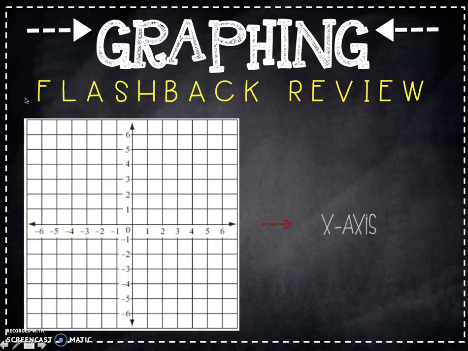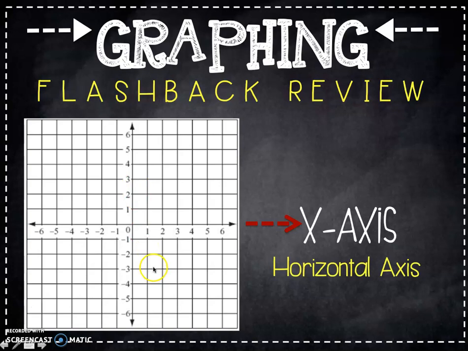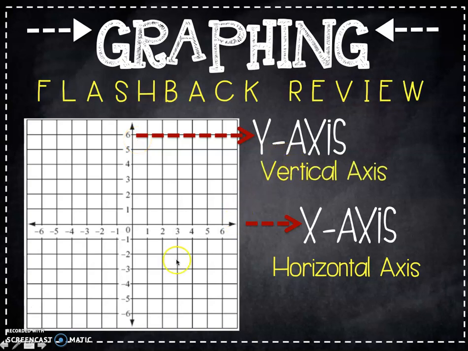Alright, so the first thing that we need to know is that the horizontal axis is called our x-axis, and that's the one that runs across from right to left. Our other axis is called our y-axis, and it runs up and down, and sometimes it's also known as the vertical axis. So those are our two axes. The first one, like I said, is the horizontal one. It's your x. Our first value in an ordered pair is going to come off of our x. The second value in our ordered pair is going to come off of our y.